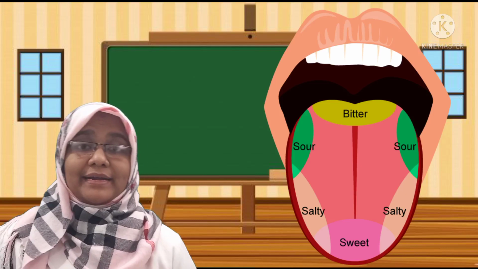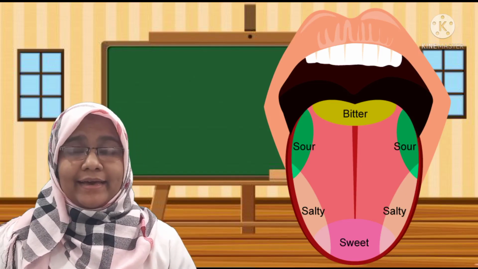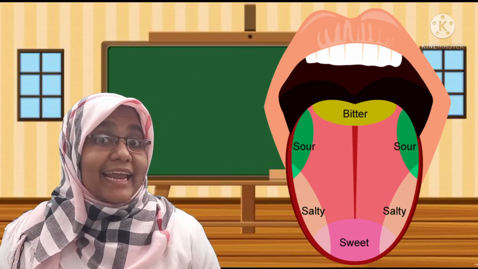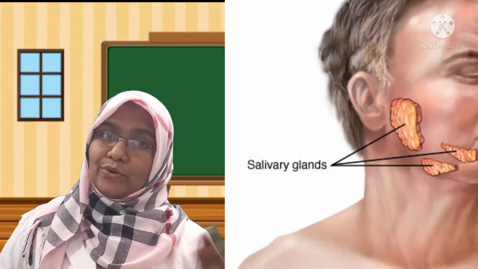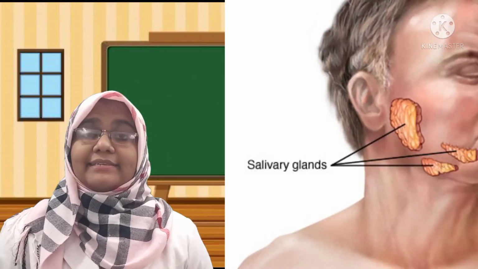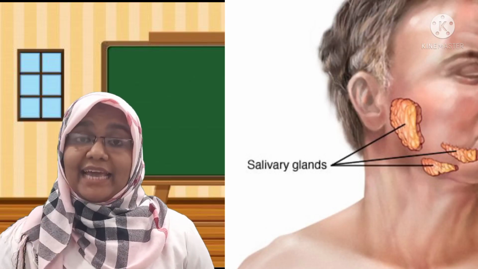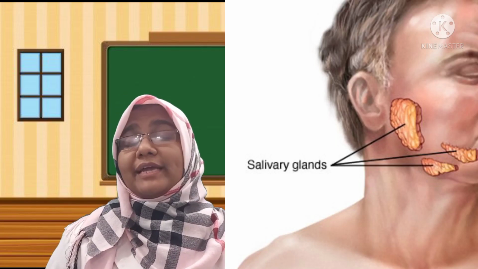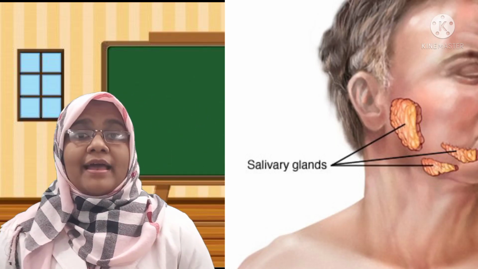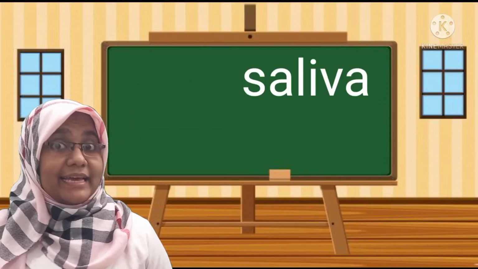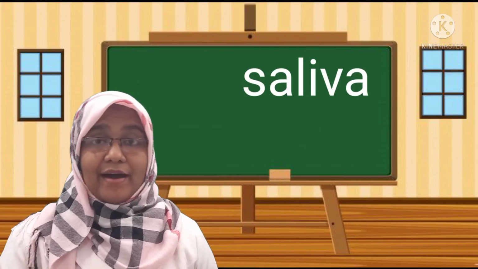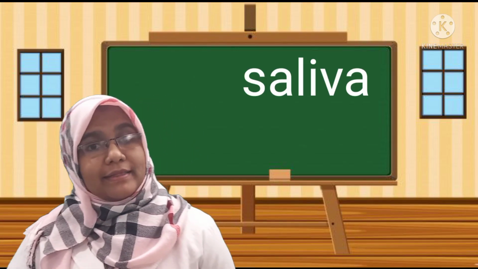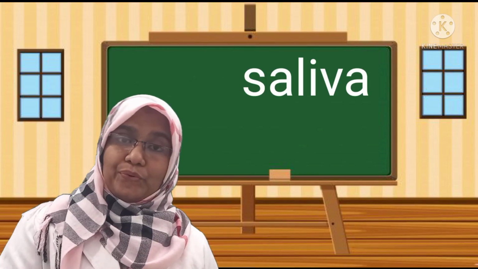Taste buds help to understand different tastes. Clear? Okay, my dears. Then, I told you that there are some glands also related to digestion. Salivary glands present in our mouth play an important role in digestion. They secrete saliva. This saliva mixes with our food.